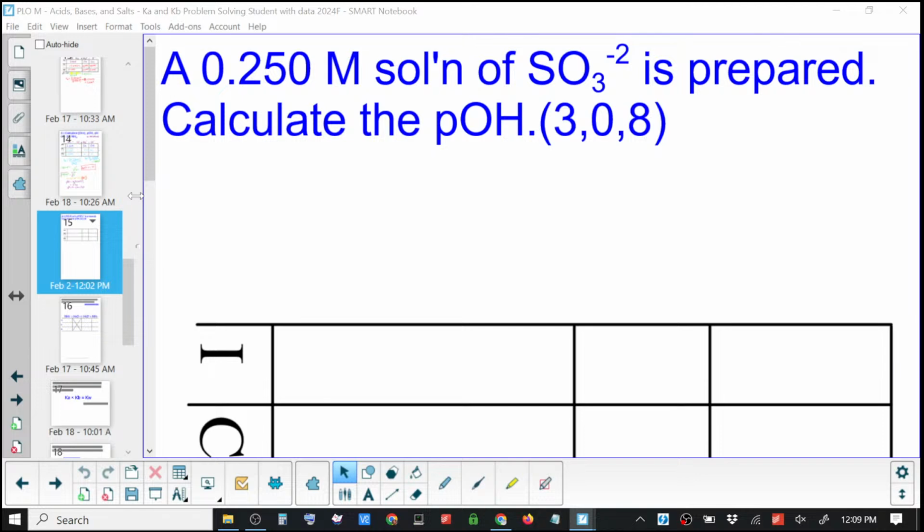Has anybody not got an answer with a 3 and an 8 and a 0? They're still working. I'm going to walk over here. That's how I did it. I used the data table.